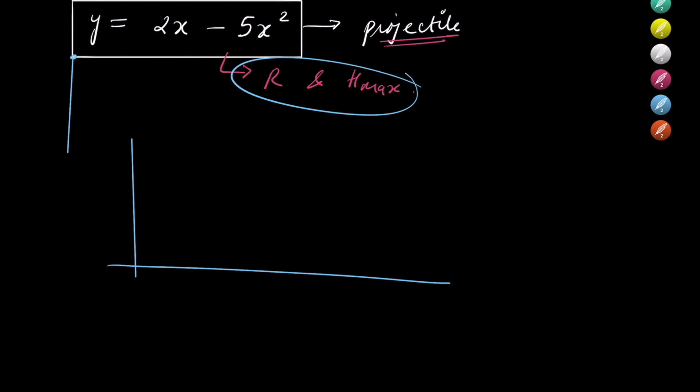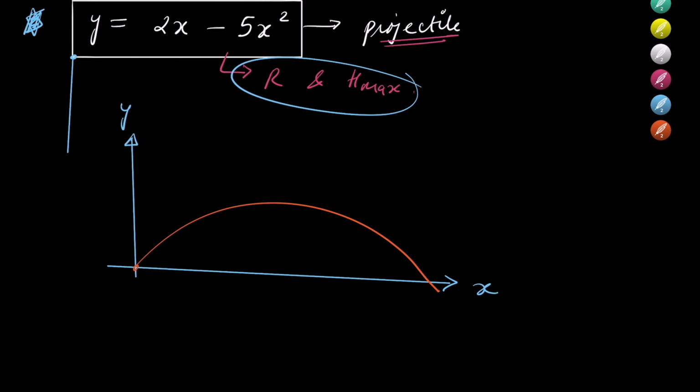So this question is important because we are going to solve it without any formula. So this is y versus x. It's a projectile, so the graph will be something like this. The equation of this graph is y equals 2x minus 5x square.